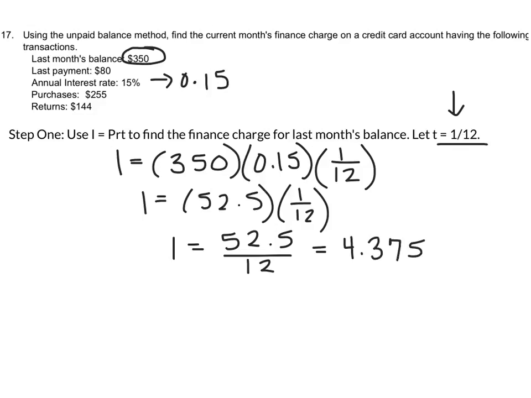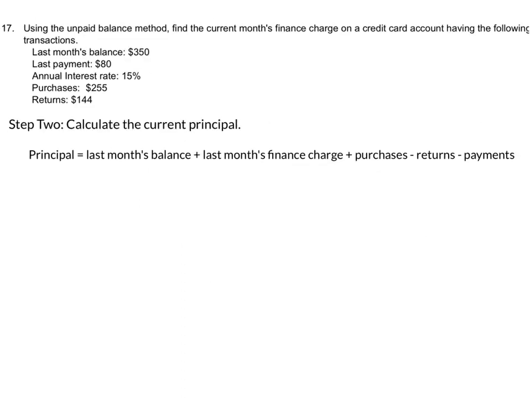So on your calculator, just do 52.5 divided by 12, and you should get a value of 4.375. Now I is the amount of interest earned, which is a monetary amount, so I should be rounded to the nearest cent, which is $4.38. That's our answer to step 1. Step 2 is to calculate the current principal. Principal equals last month's balance plus last month's finance charge plus purchases minus returns minus payments.